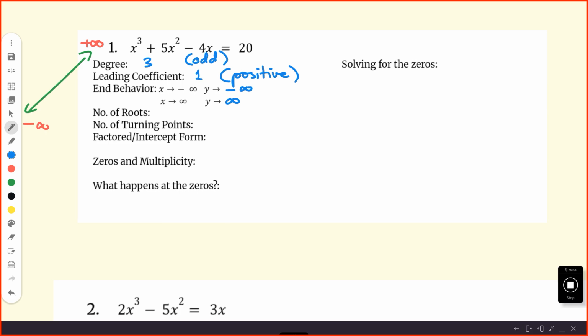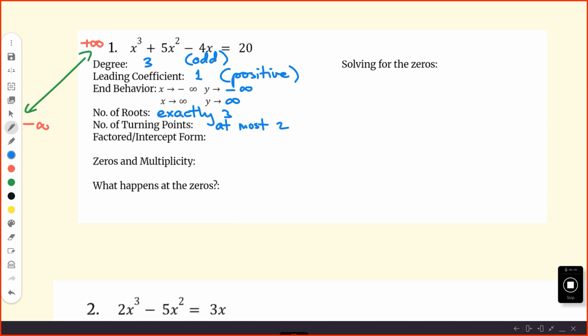Now, how many roots do we have in this polynomial? 2, 3. Okay, since we know the degree is 3, based on the fundamental theorem of algebra, whatever the degree is, that's the number of roots you will have. So exactly 3. It can be real or imaginary. Number of turning points, 2. But we say at most 2.